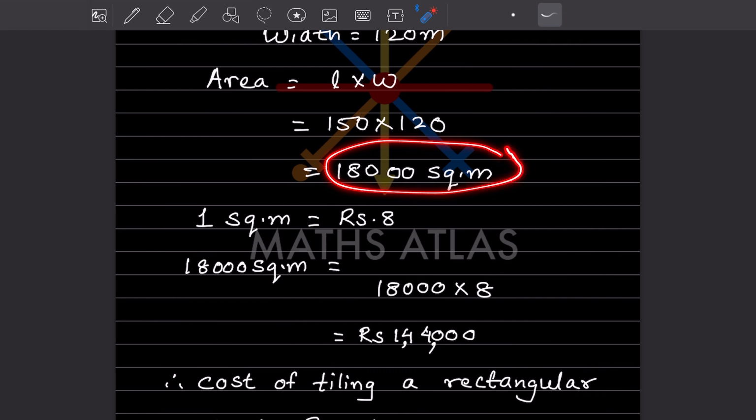So you understood? So this you have to multiply by the rate: 1 square meter is rupees 8. So 18,000 square meter will be how much? Whatever you get, this is the cost of tiling a rectangular plot.